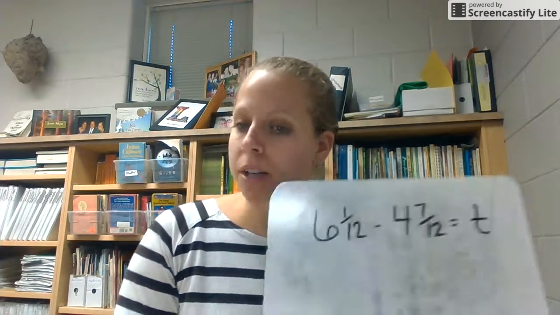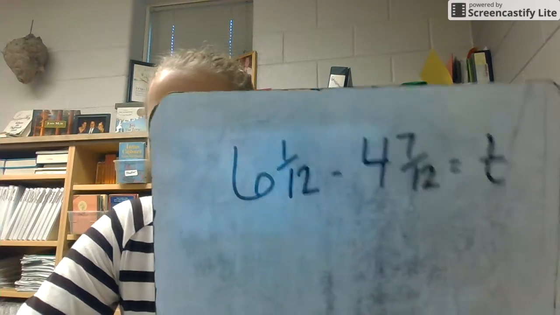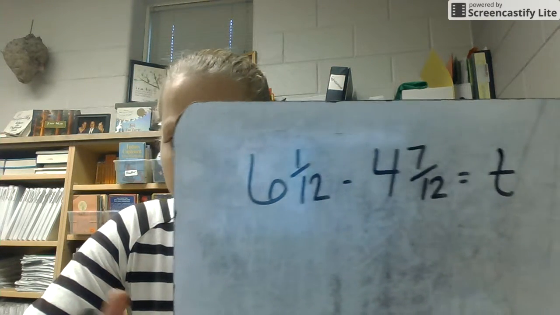Okay, let's try another problem where we have a little more difficulty in our actual fractions. So Kevin is a 4th grade student, and he is 4 7/12 feet tall. His dad is 6 1/12 feet tall. We want to know how much taller is Kevin's dad than Kevin. So here is our number model. We have 6 1/12 minus 4 7/12.